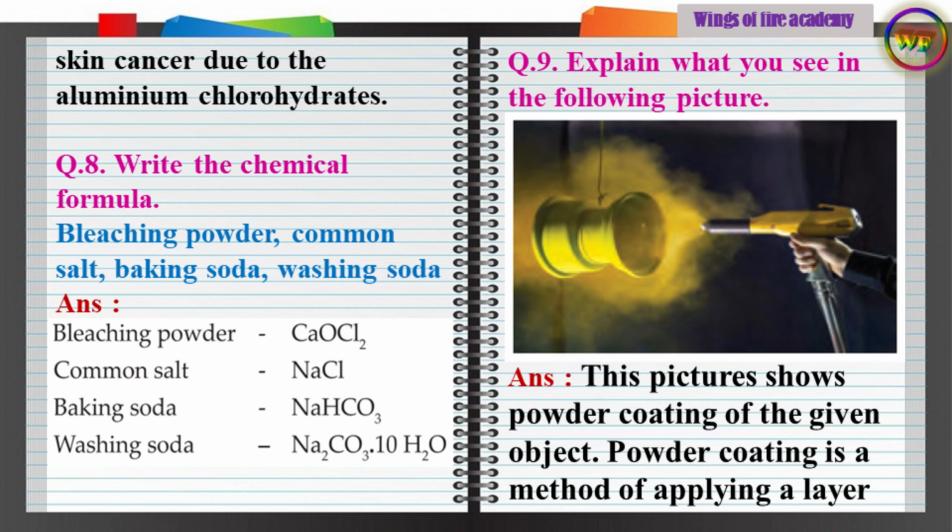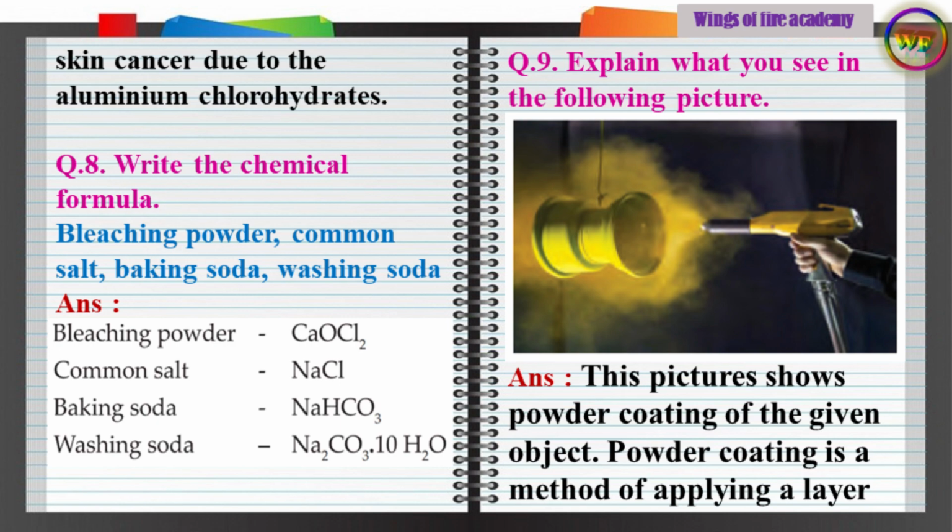Question 8. Write the chemical formula. Bleaching powder, common salt, baking soda, washing soda. Answer. Answer is given directly. Question 9. Explain what you see in the following picture. Answer. This picture shows powder coating of the given object.